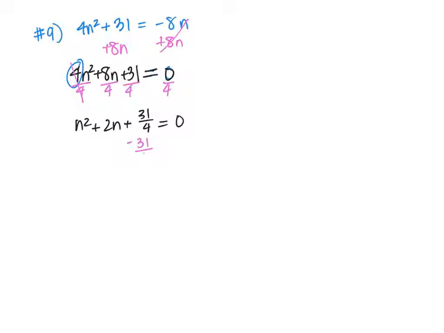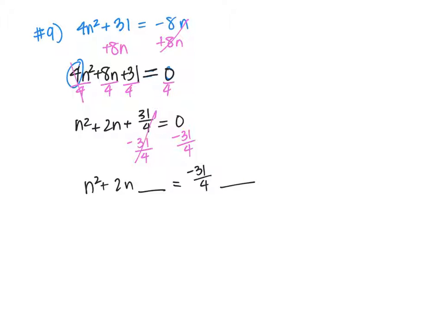So I'm going to subtract 31 over 4 from both sides. So that cancels, bringing down the n squared and the 2n. And so when I do that, I make my blank spaces. I almost forgot to do that. So 0 minus 31 over 4 is just negative 31 over 4, and I'm going to put a blank space here. And so now I have to figure out my constant that goes here, right?